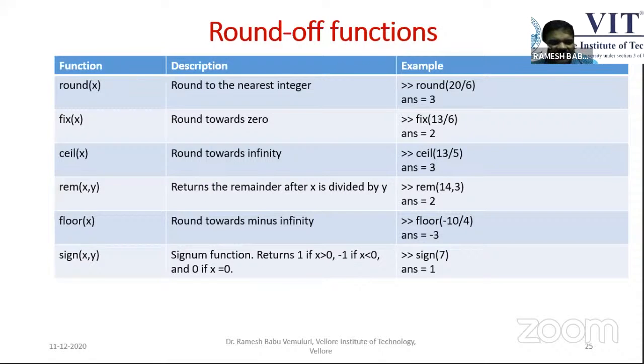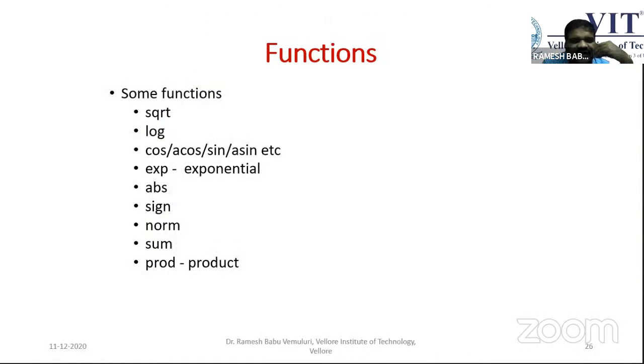Then REM returns the remainder after X is divided by Y. The floor of X rounds towards minus infinity. Then various other functions: SQRT, square root, log, COS, ACOS, SIN, ASIN, like the same with TAN, ATAN, COT, ACOT, all the things will be there. EXP is nothing but an exponential. ABS is the absolute. SIGN is the sign. NORM is the norm. And SUM, PROD is the product.